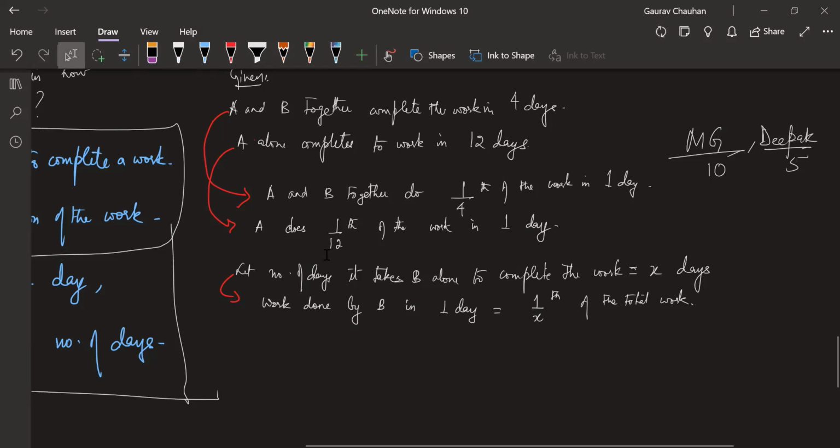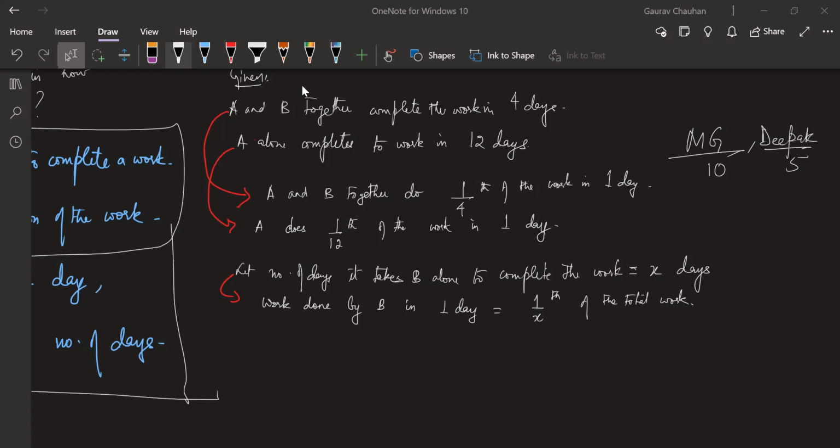So what we can do is, sir, I don't know the equation, but I just know what to do. A and B together will do 1 by 4th of the work in 1 day. Correct. And only A does 1 by 12th of the work in 1 day. Correct. So if we subtract, which is 1 by 4 minus only A alone, 1 by 12, we'll get the fraction. That will be the work done by B alone, sir.